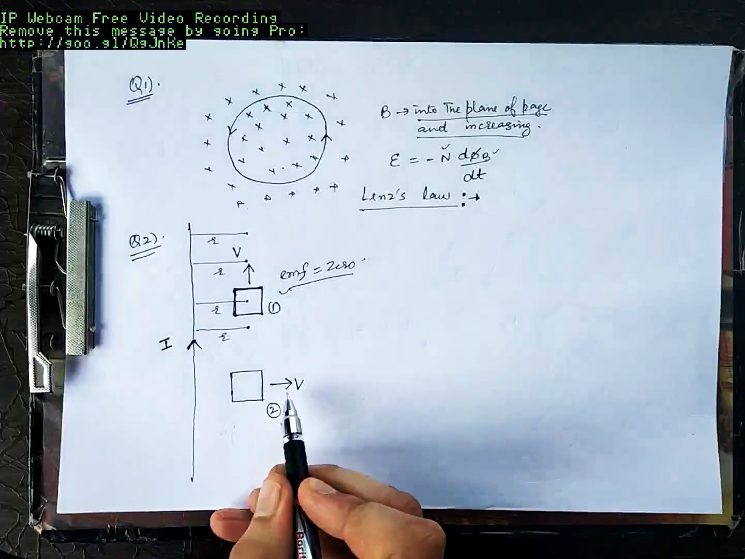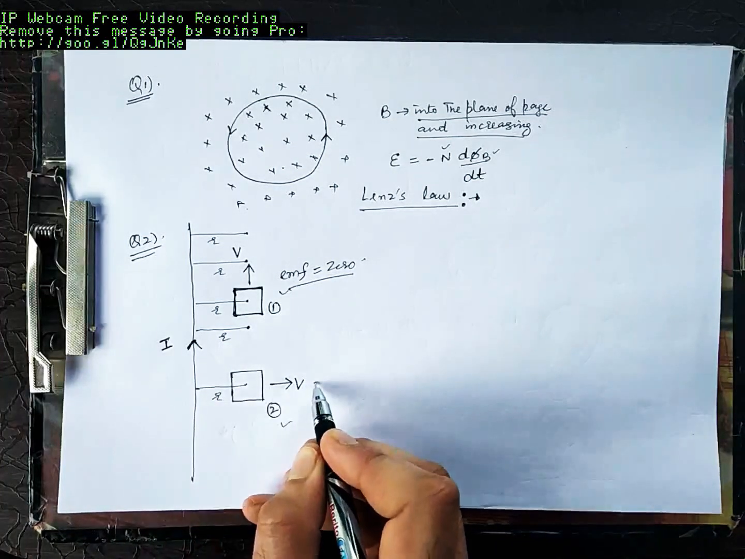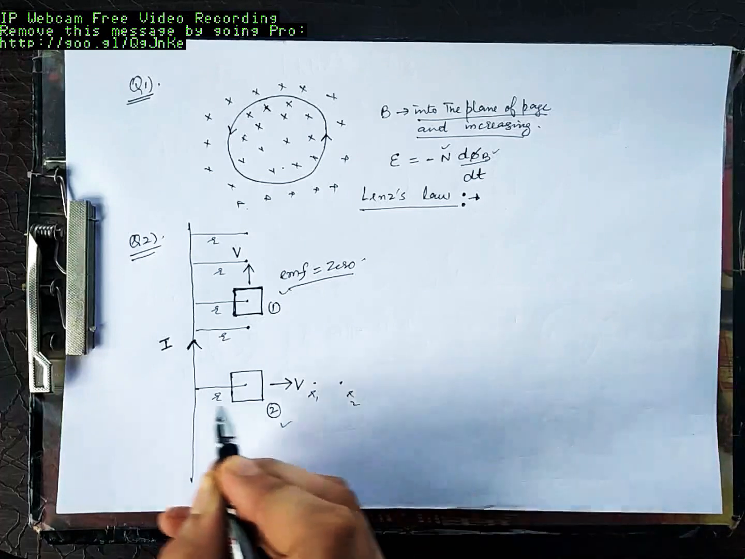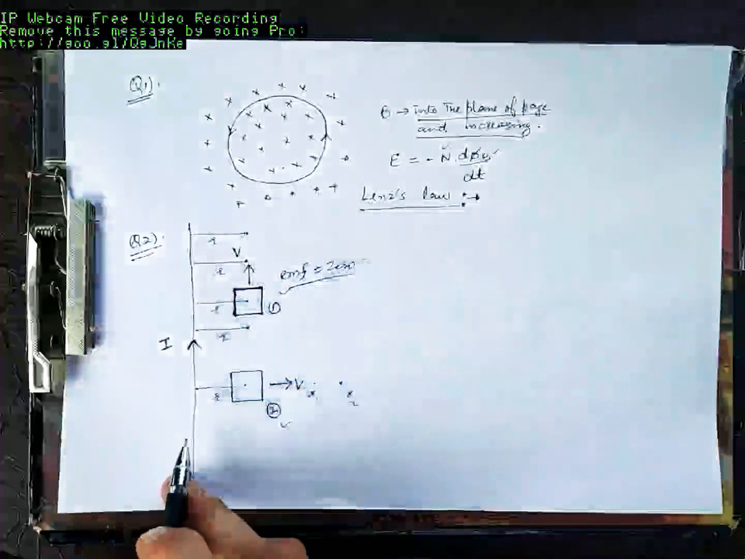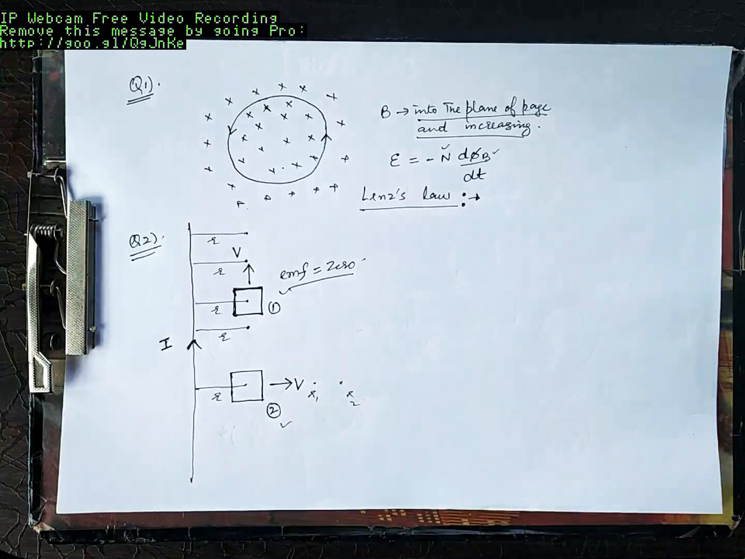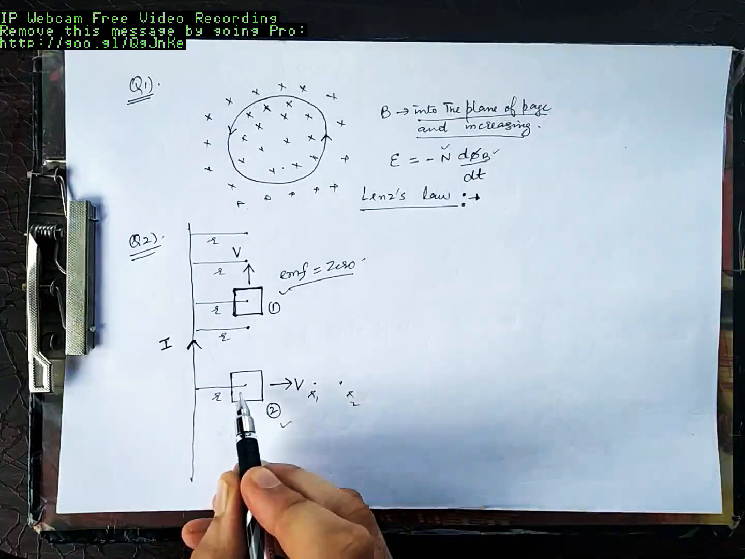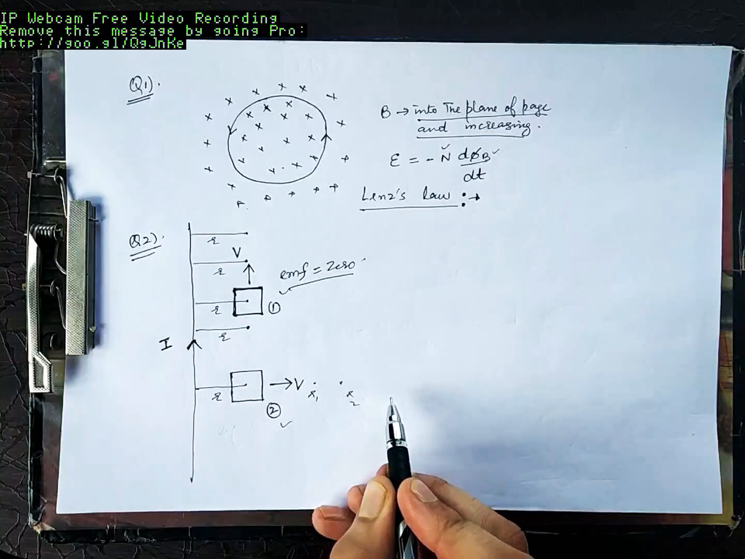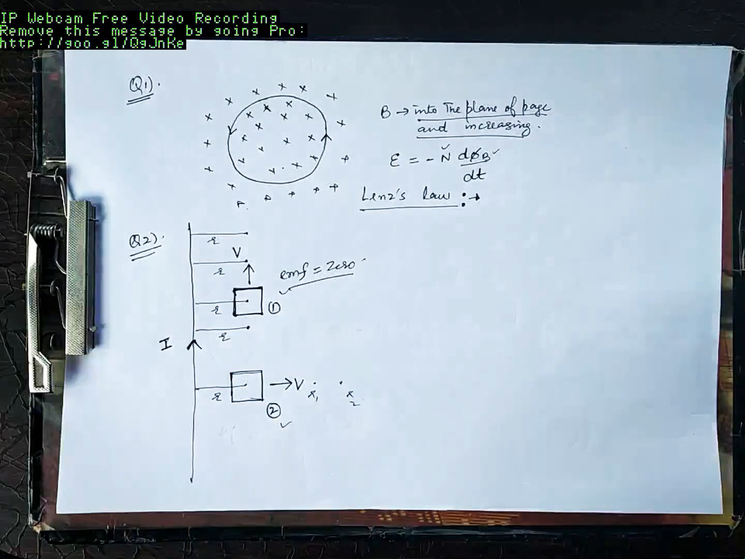Now take the example of loop 2. It's at a distance of say r, then it will come to distance r1, then r2 along this direction. Does the magnetic field of a straight current carrying wire remain the same or decrease? It decreases as we move away from the wire. So the flux keeps on decreasing, there is a change in flux linked to this loop, and there will be an induced EMF.